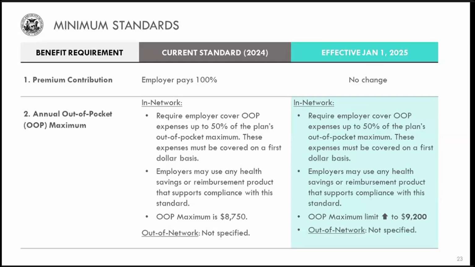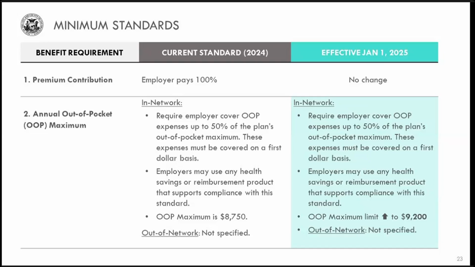So under the standard, employers must still cover the employee in-network out-of-pocket medical expenses up to 50% of the plan's out-of-pocket maximum. So what does this mean? For example, if a plan's out-of-pocket maximum is $8,000 for in-network expenses, then the employer must cover the initial $4,000 of expenses that count towards the out-of-pocket maximum.